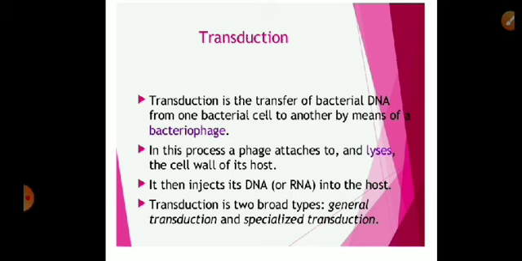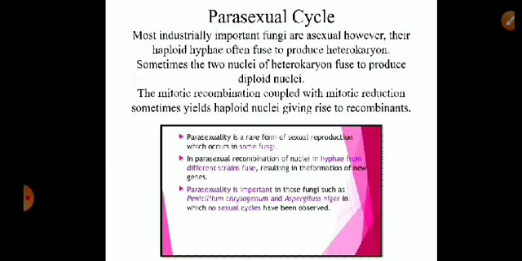Transduction is of two types: generalized transduction and specialized transduction. In generalized transduction, any part of the gene of the donor is carried by the phage to the recipient cell. In specialized transduction, a specific gene locus like the gal gene or biotin gene is transmitted from donor to recipient cell by lambda phages. So whether it is transformation, transduction, or conjugation, these are the three modes of recombination forming recombinant genes.